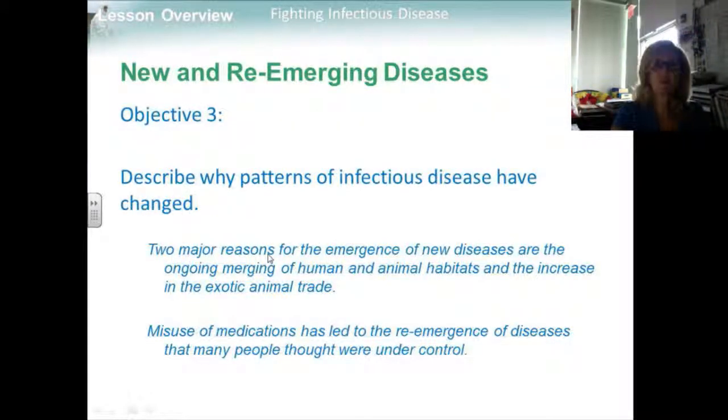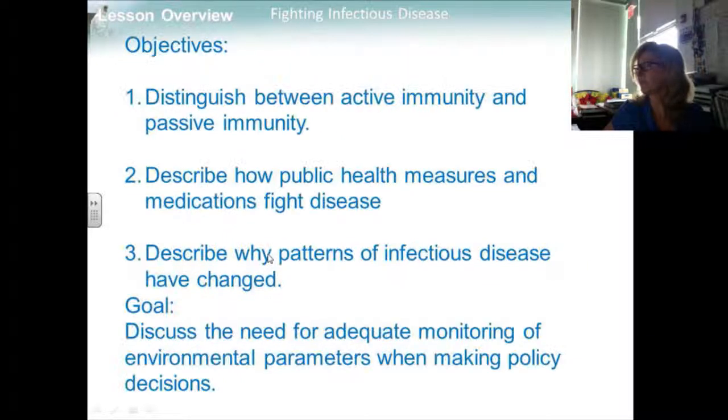So objective 3 was to describe why patterns of infectious diseases have changed. Two major reasons for the emergence of new diseases are the ongoing merging of human and animal habitats and the increase in the exotic animal trade. Misuse of medications has led to the reemergence of diseases that many people thought were actually under control. So all of our objectives again, to distinguish between an active and passive community, describe how public health measures and medications fight disease, describe why patterns of infectious diseases have changed, all support the goal to discuss the need for adequate monitoring of environmental parameters when making policy decisions.